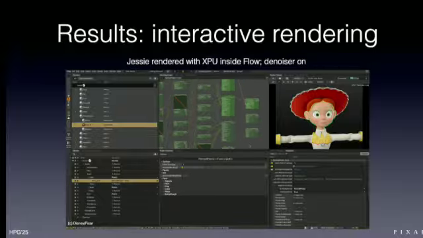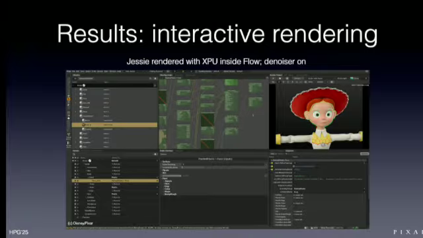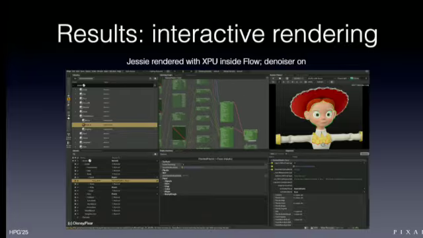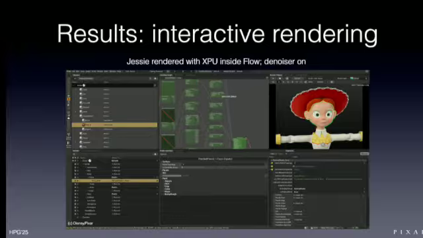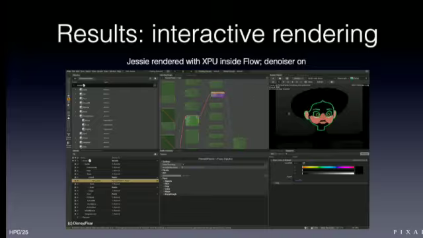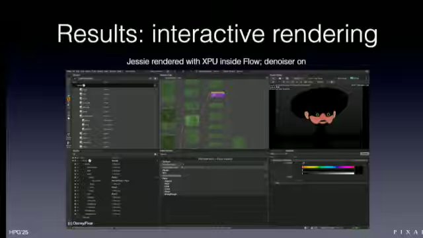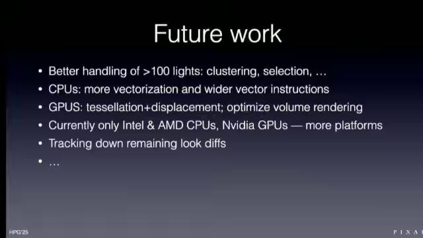I should mention this is rendering with XPU inside a flow tool, which is an in-house tool. But you can get a similar experience in Maya or Katana or whatever. So here, still selecting material, some parameters coming up. So now he's going to change the material setting. And we'll give it just one more second. There's more of this in the supplemental material if you want to see all of it. But I'll move on. Future work.